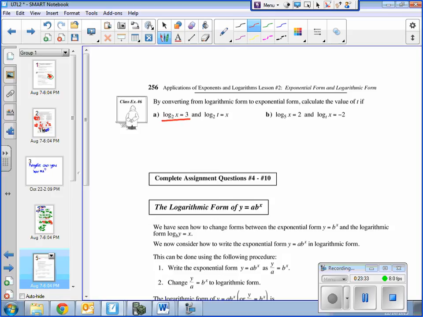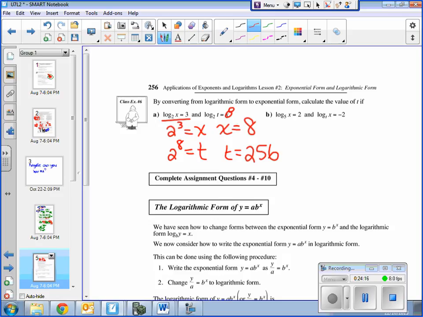Log of x base 2 equals 3. How do we put that in exponential form? So what is x going to be? Yeah, 8. So I'm just going to put 8 right over top of this. So if x equals 8, now I have log of t base 2 equals 8. How do I write that in exponential form? So what is t equal to? 256? Good, thank you.